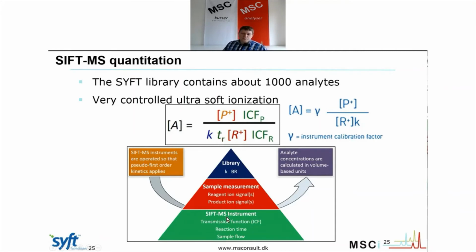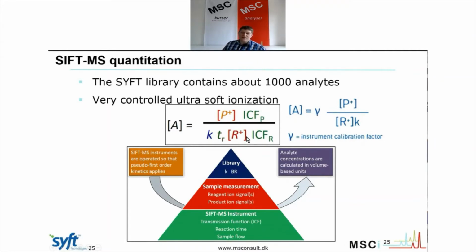In addition to that, when we turn on the instrument, we do a validation. And during this validation, it recalculates the transmission function, the instrument calibration function, the reaction time, and the sample flow. And once we know all this, then we have everything in this equation except for the red ones. And that's what we measure when we then run our samples.